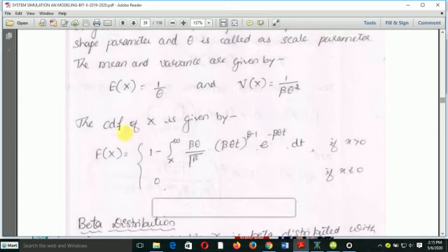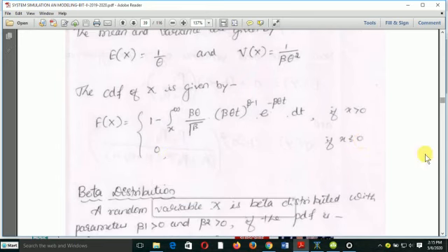This is the CDF. The function F(x) will be equal to this one. If x is greater than 0, it will be equal to this formula, which is the result of 1 minus this function, and if x is less than 0, it means that we get 0. So it means that the requirement is x must be greater than 0.